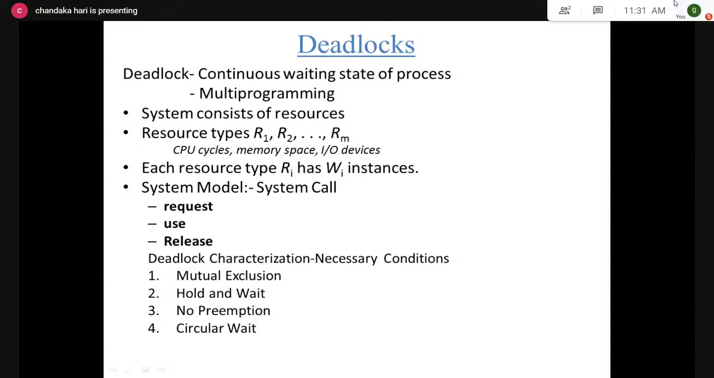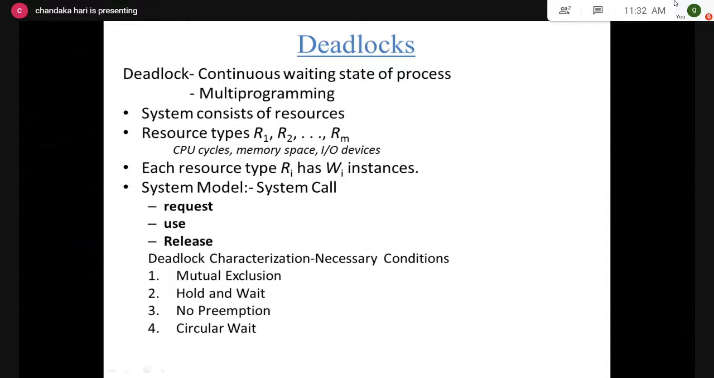Now we see some other definitions. Deadlock can happen with the same resource type or with a different resource type. In a multi-programming environment, more than one process is competing for resources. If a process is holding some resources and waiting for resources held by another process, and similarly that process is also holding some resources and waiting for the resources held by this process, then both processes are not allowed to continue execution. This particular situation is called deadlock.